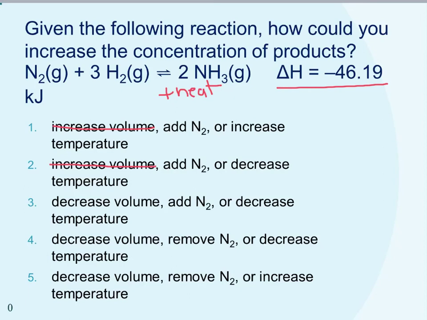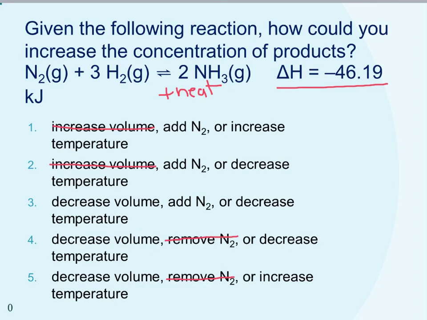Now what I want to look at is what happens when I add or remove N2. If I add N2, the reaction needs to shift to make up for that additional N2, needs to consume some of it. And so it's actually going to favor the right side of the reaction. It's going to favor the formation of NH3. So anytime I'm adding N2, that's going to be a good thing if I want to make more products. And so removing N2 is actually going to favor the formation of more reactants. So I know that's not an option.